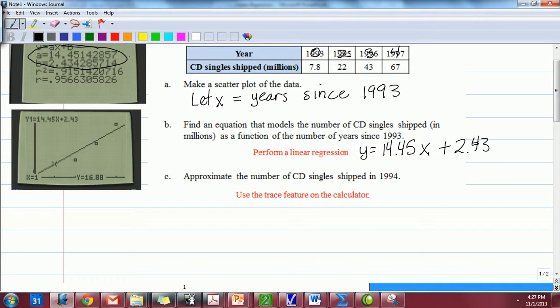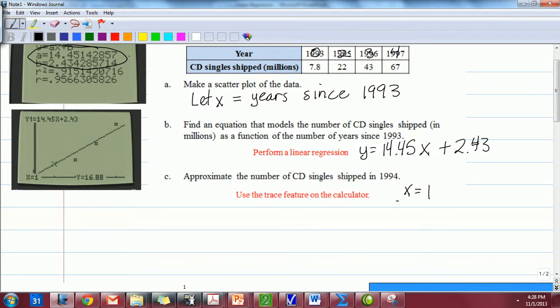So since that's the case, the approximate number of CD singles shipped in 1994, if in fact you're looking for that, since it's an interpolation, all we're looking for is what happens when x equals 1, because 94 is 1 year since 1993. So that's what we're trying to find, x equals 1.